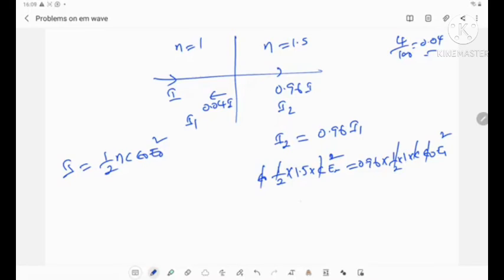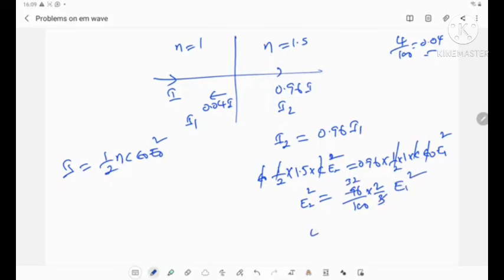Therefore, E2 square is equal to 0.96, which means 96 by 100, divided by 1.5, which means 3 by 2. Here this becomes 2 by 3, and this becomes E1 square.